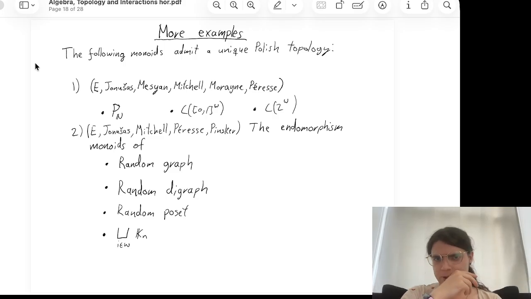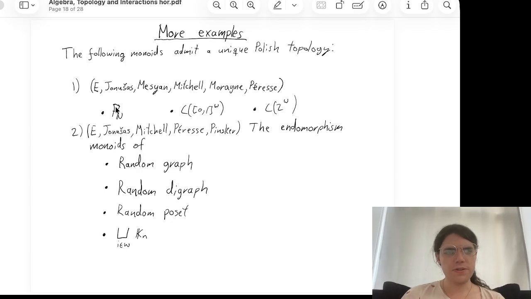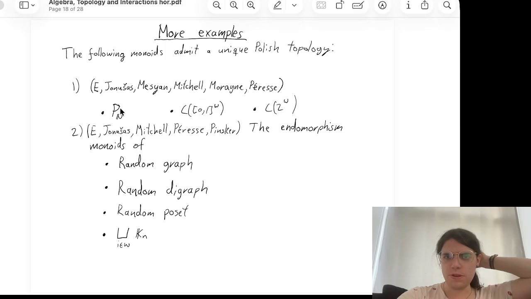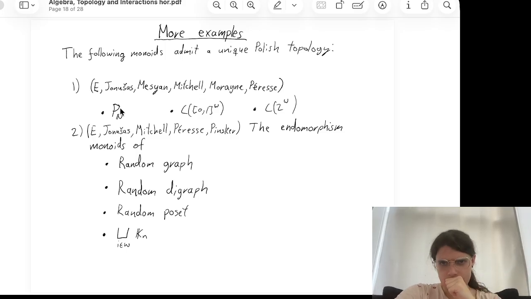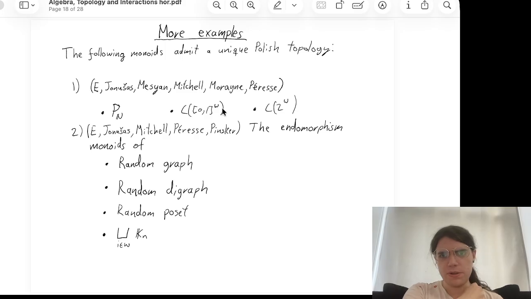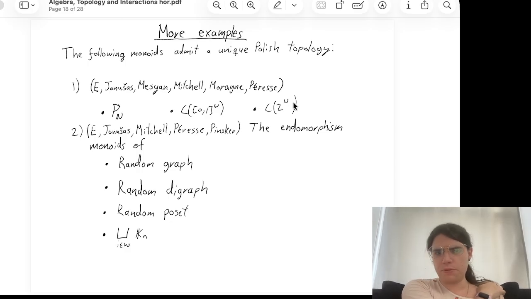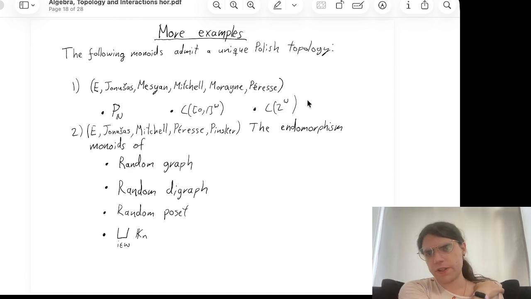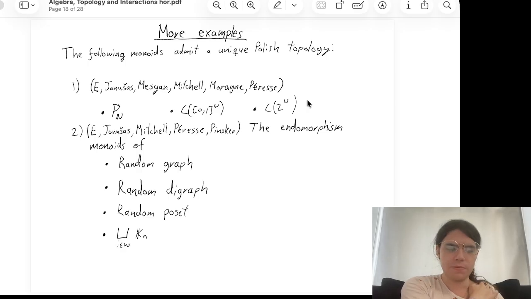Okay, so there's a bunch more results in the literature which give you best topologies on things. The partial transformation monoid has a unique Polish topology. It works the same way the symmetric inverse monoid one does. The monoid of continuous functions on the Hilbert cube has a unique Polish topology. It's the compact open topology. This is the monoid of continuous functions on the Cantor set. So when I say on, I mean from the Cantor set to itself. Its unique Polish topology is again the compact open topology.